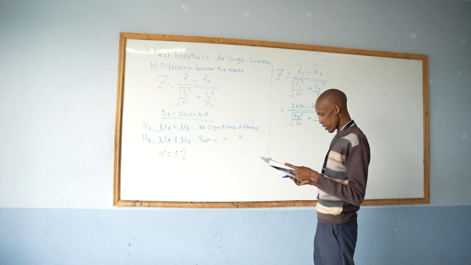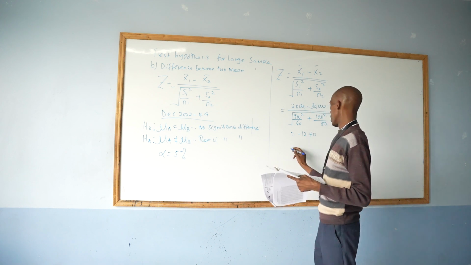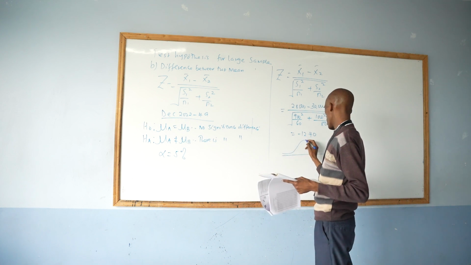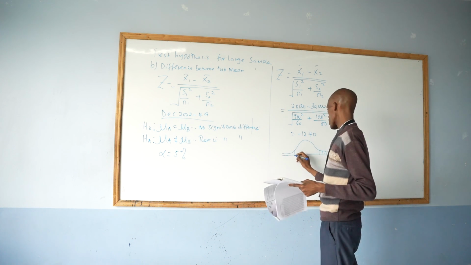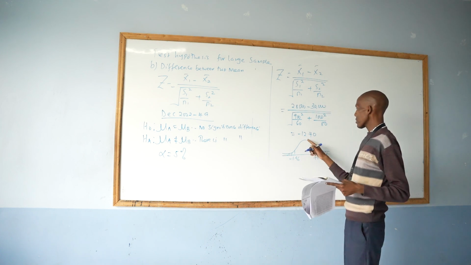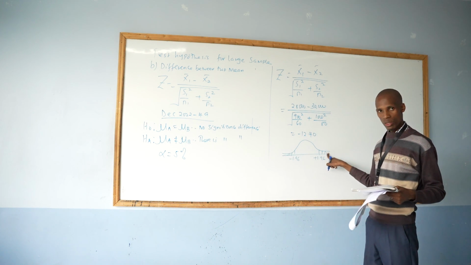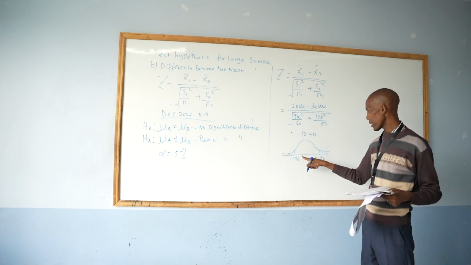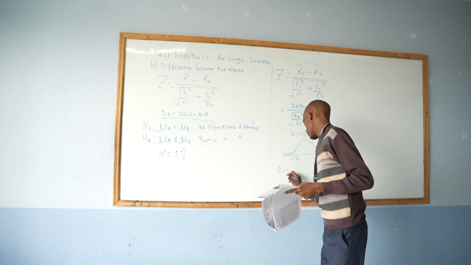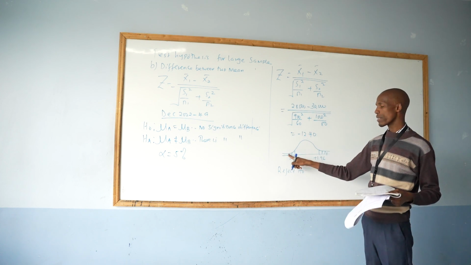If you work this out, you will find it is negative 12.40. Use the Z table. Remember we are using 5%, which is plus or minus 1.96. So where is this? This is still in the rejection region. Remember we said shaded is the rejection. If our value falls in the shaded area, we reject, but unshaded is the acceptance. Like in this case, you say reject the null hypothesis because negative 12.40 is in the rejection region.